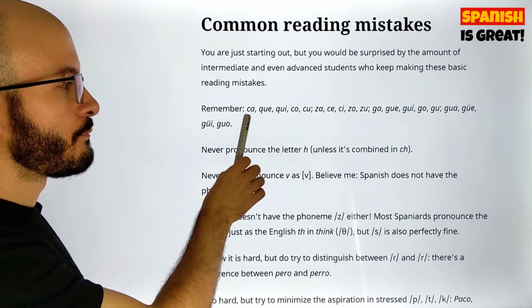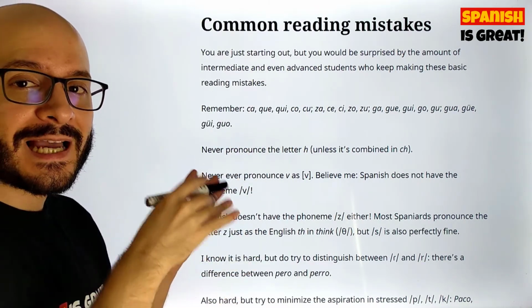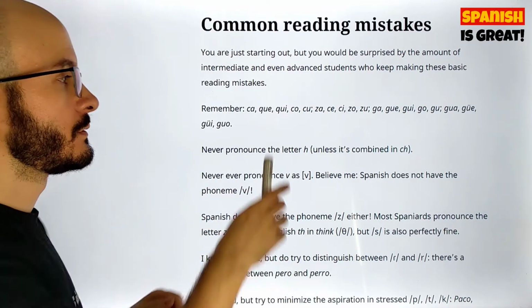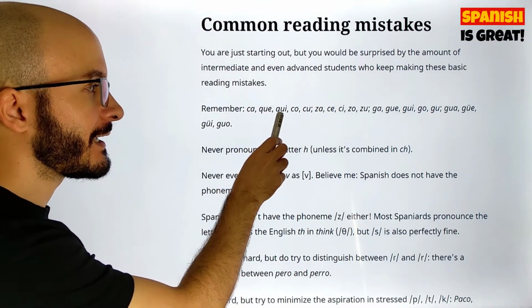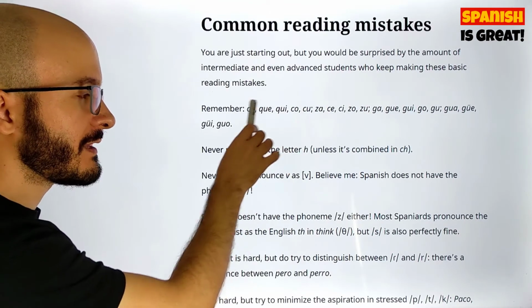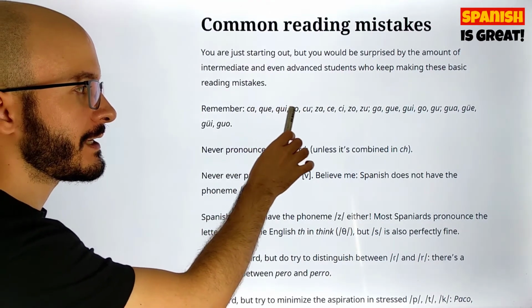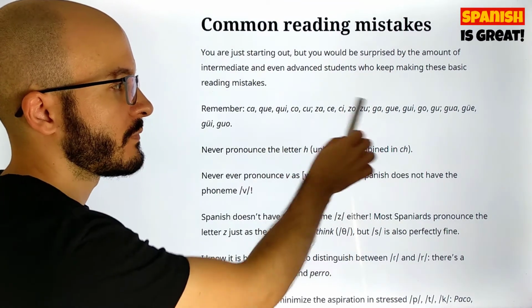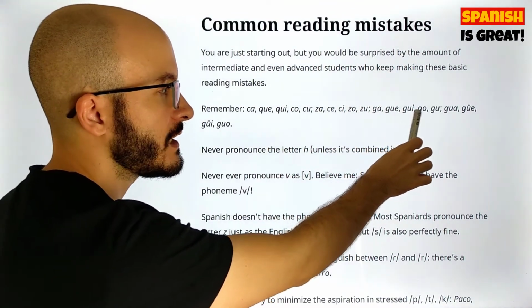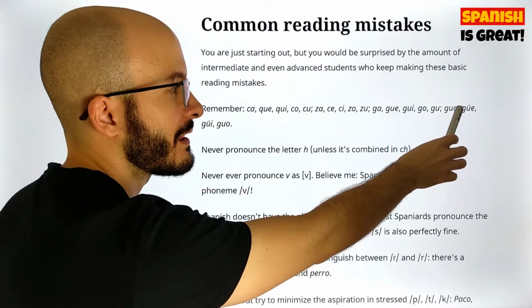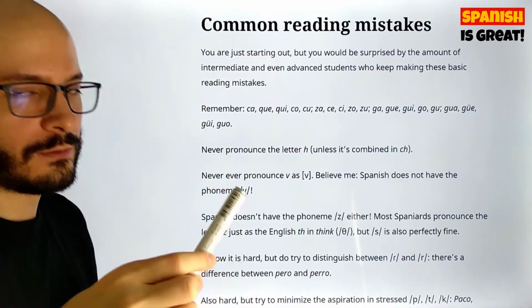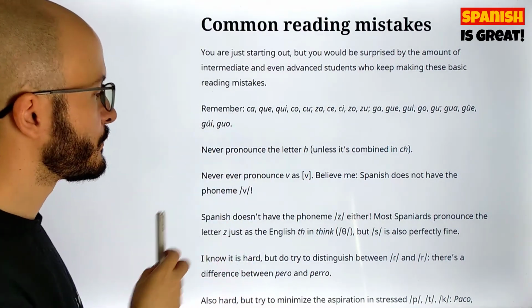So remember, if we want to pronounce ka, ke, ki, ko, ku, it's ka, ke, ki, ko, ku. So you see that the spelling is different, no? Then the same with za, ce, ci, zo, zu. Then the same with ga, ge, gi, go, gu. And then the same with gua, gue, gui, guo. And there is no gu, okay? There is no gu in Spanish.